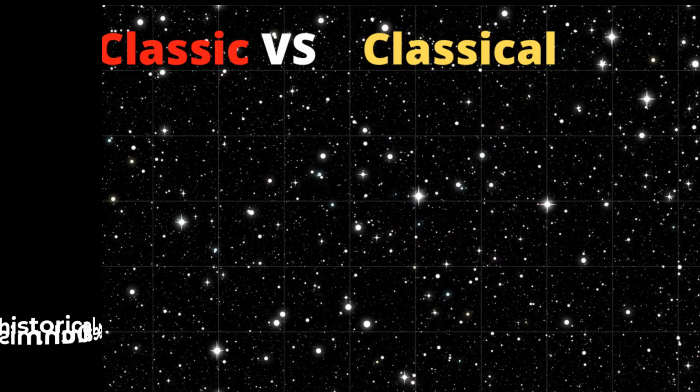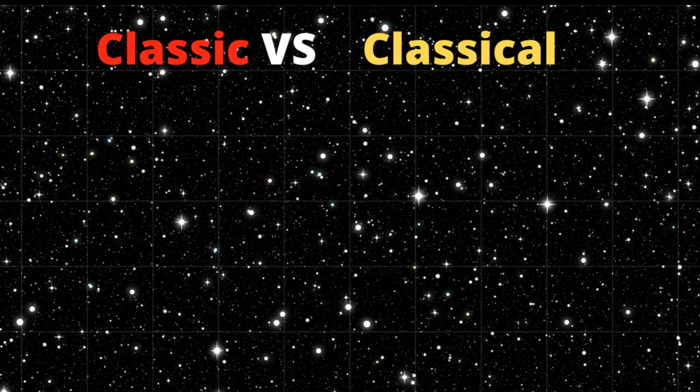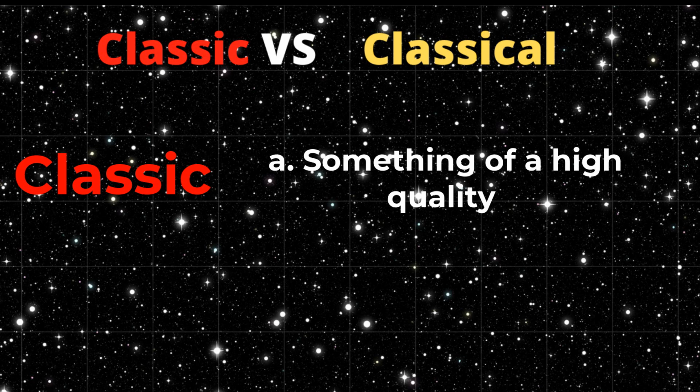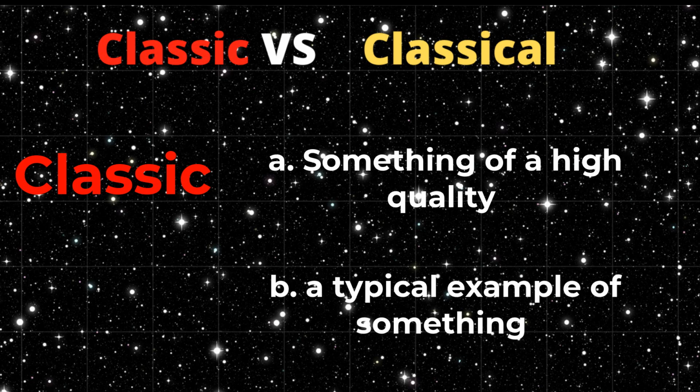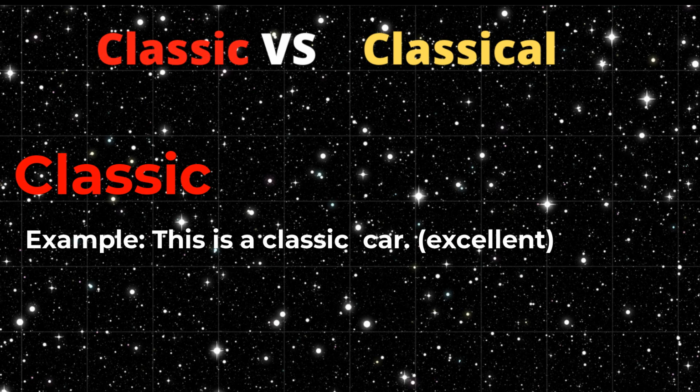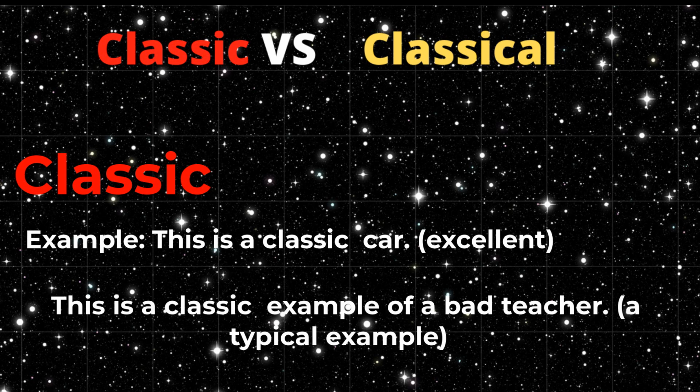Historical research. The third pair of adjectives is classic and classical. Classic refers to something of high quality or a typical example of something. For example, you say, this is a classic car. It means an excellent car. Another example is, this is a classic example of a bad teacher. It means a typical example of a bad teacher.